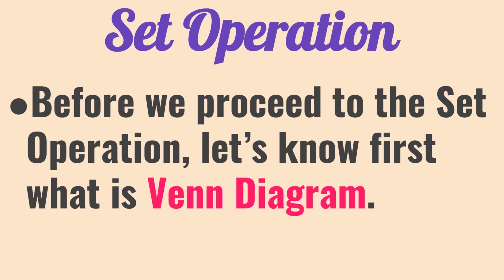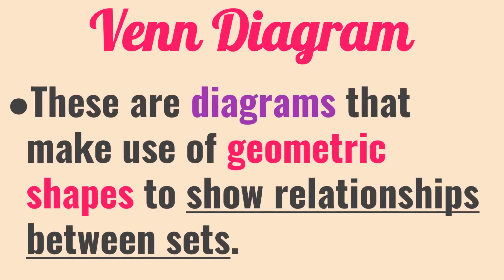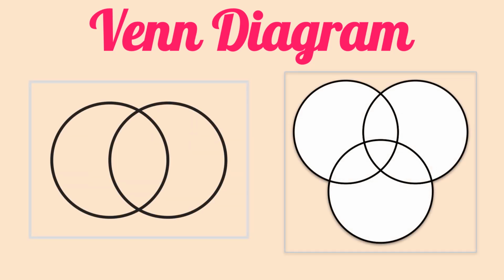Set operation. Before we proceed to the set operation, let's know first what is Venn diagram. Venn diagram. These are diagrams that make use of geometric shapes to show relationships between sets. Sa Venn diagram sa ating aralin, gagamit tayo ng circle at rectangle upang ipakita ang mga relasyon ng mga set sa isa't isa. Ito ang mga halimbawa ng Venn diagram na maaari nating magamit sa ating aralin.